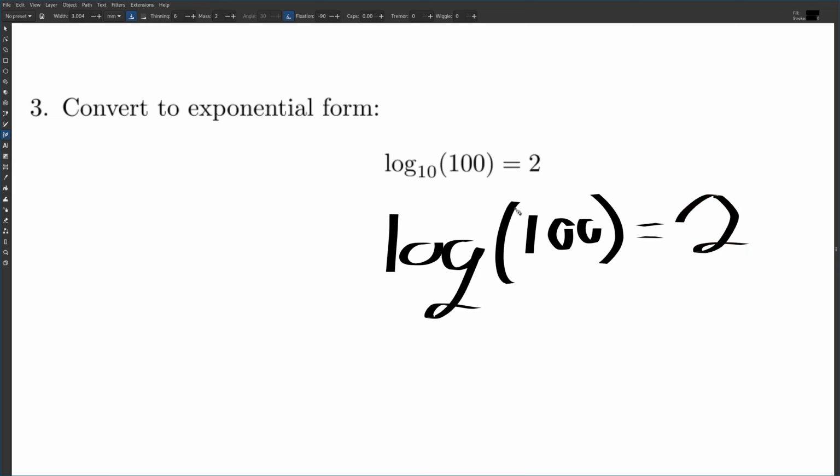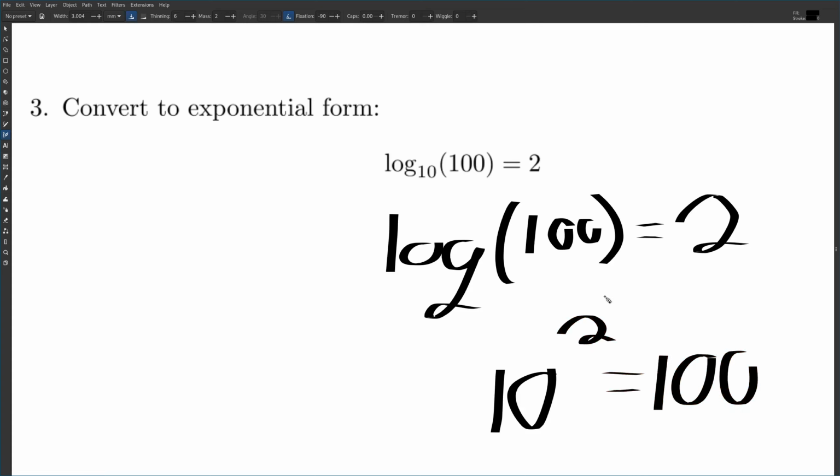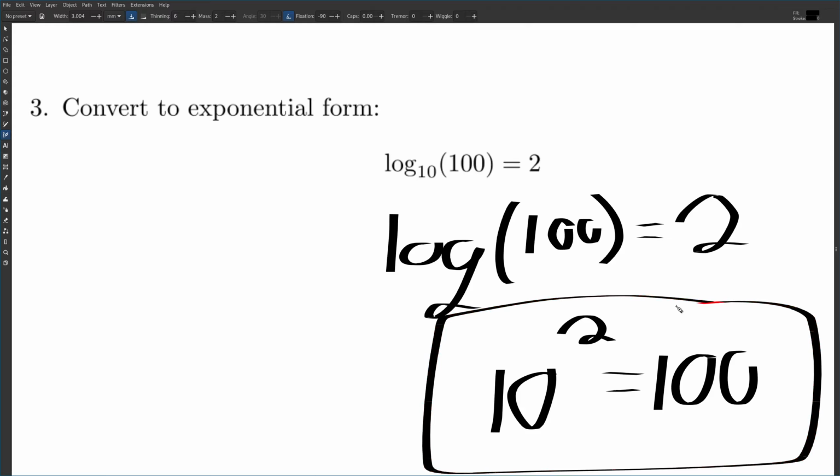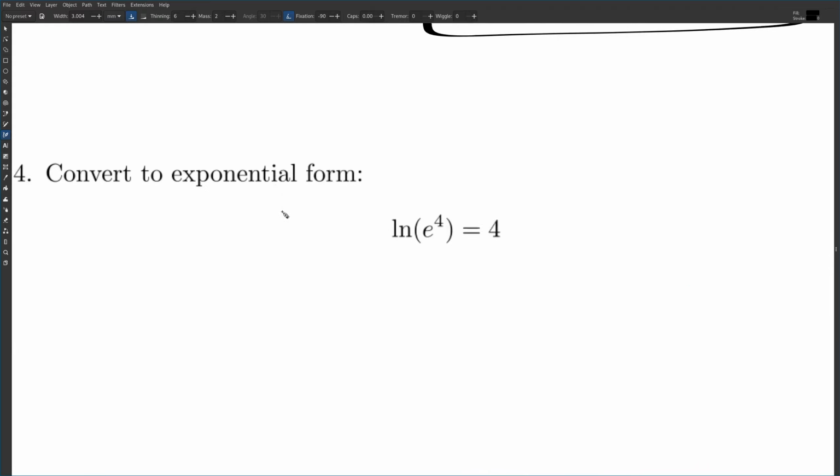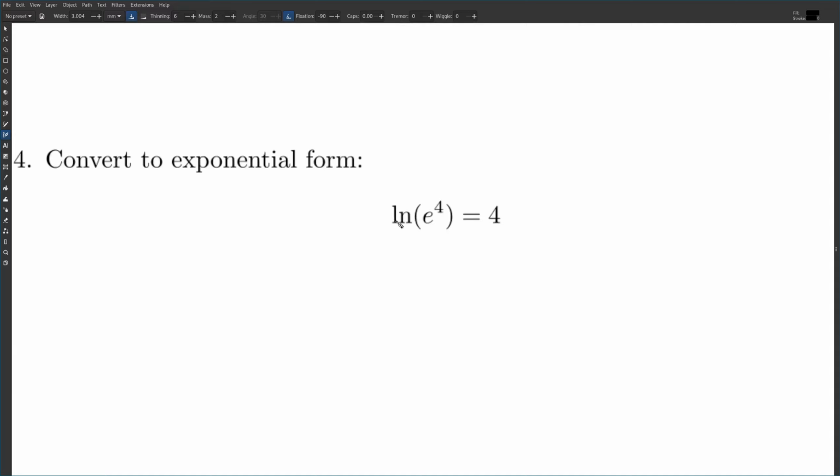Okay. So again, this is asking, how long does it take for 10 to get to 100? The answer is 2 steps. So 10 squared is equal to 100. Okay, next one. Convert to exponential form. And this ln thing is the natural log, which is log base e.